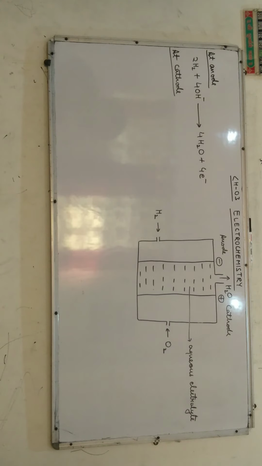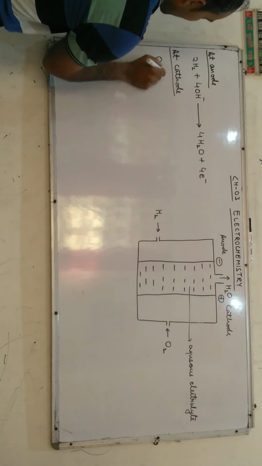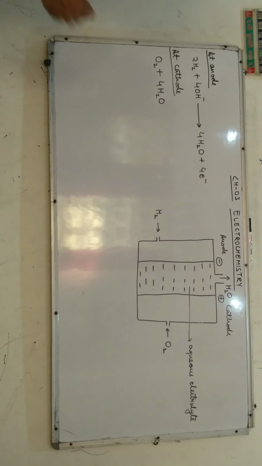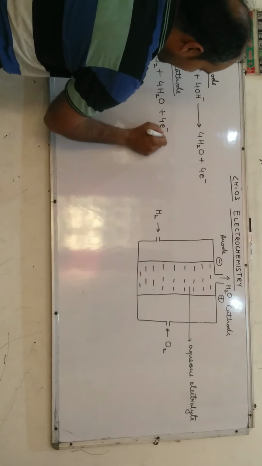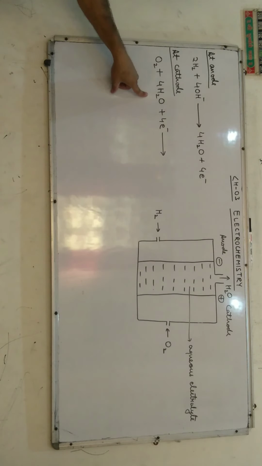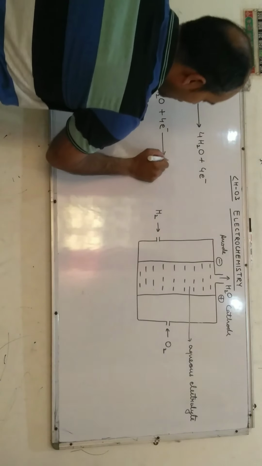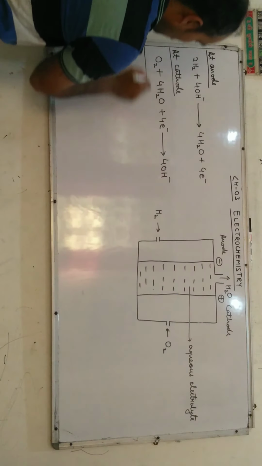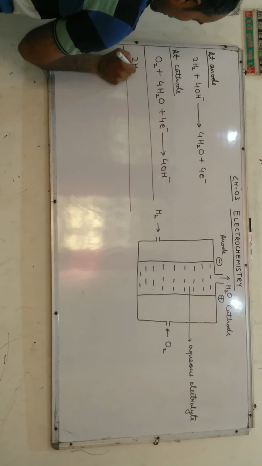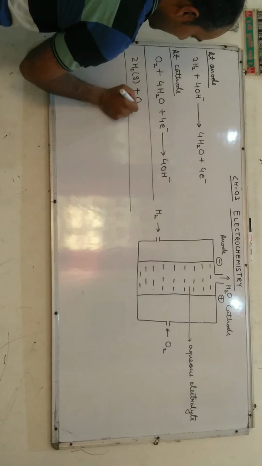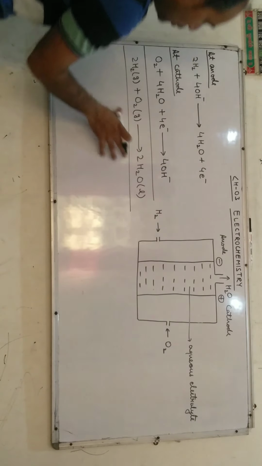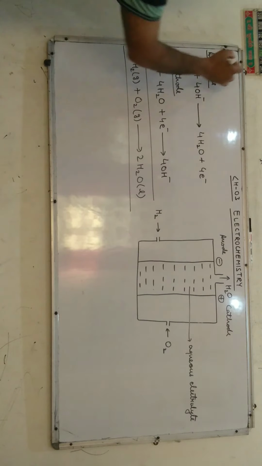At the cathode, oxygen combines with water along with 4 electrons to give 4 OH negative ions. For the overall reaction, we add these two equations. We get 2 hydrogen gas combined with oxygen gas to produce 2 H2O liquid. That is the overall reaction that takes place in the fuel cell.